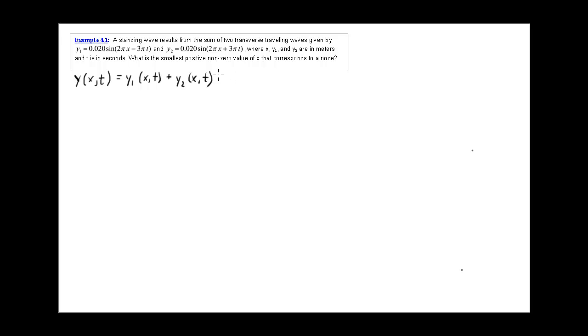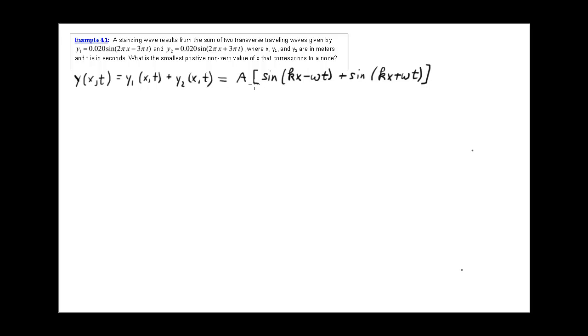So again, these have the same values of a and k and omega, and I'm going to use those symbols here because it will enable me to avoid having to write down so many numbers all at once. The two have the same amplitude, they have the same k and omega, and so they only differ in the plus or the minus sign in the argument. One's traveling in the positive direction, the other in the negative direction.